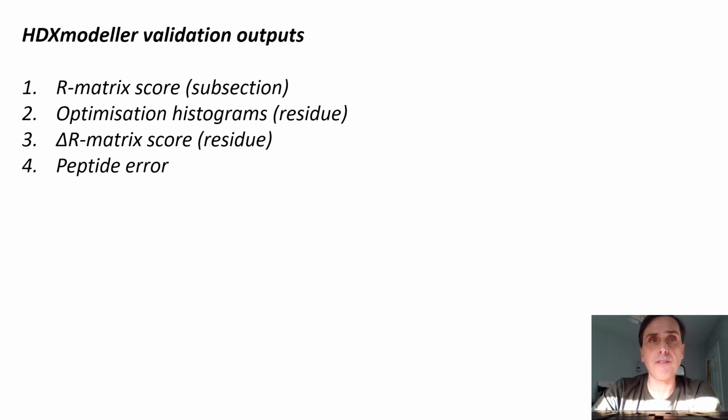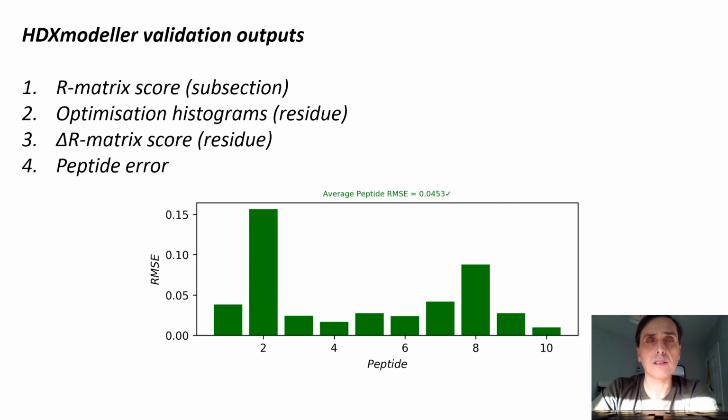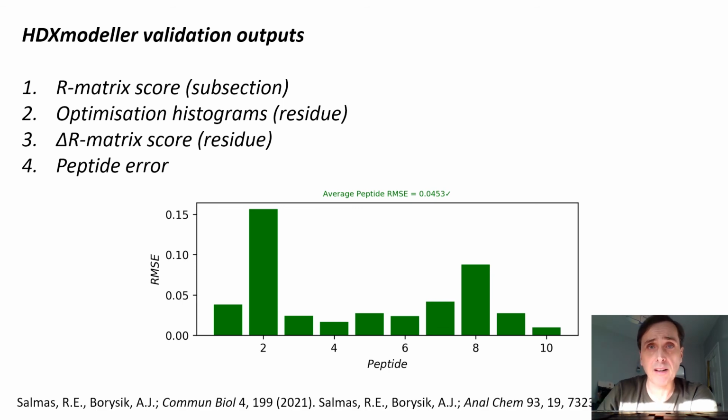We also have some tools, statistical methods, which can analyze the consistency of data in terms of peptide error, and you should inspect our analytical chemistry paper from 2021 for more information on that, and here are the references below.